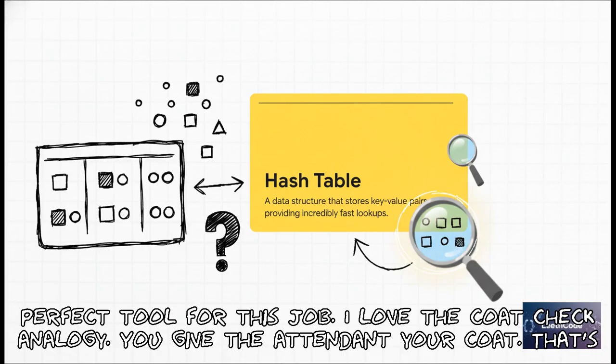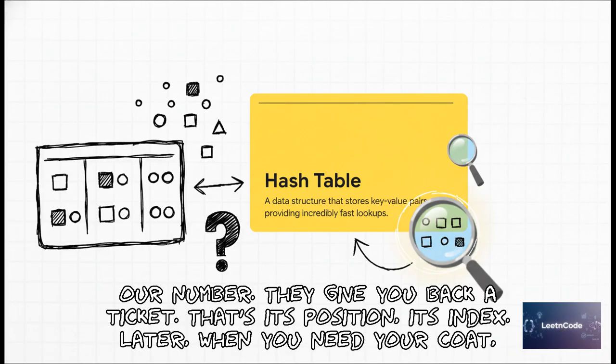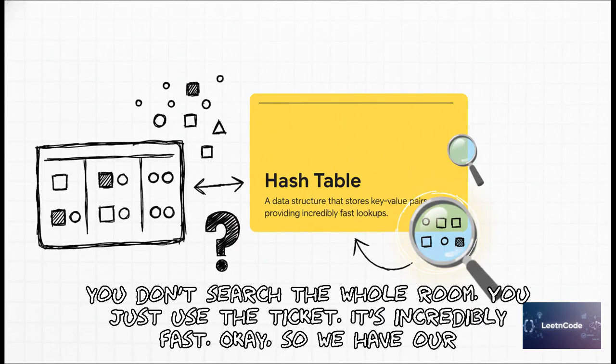I love the coat check analogy. You give the attendant your coat, that's our number. They give you back a ticket, that's its position, its index. Later, when you need your coat, you don't search the whole room. You just use the ticket. It's incredibly fast.